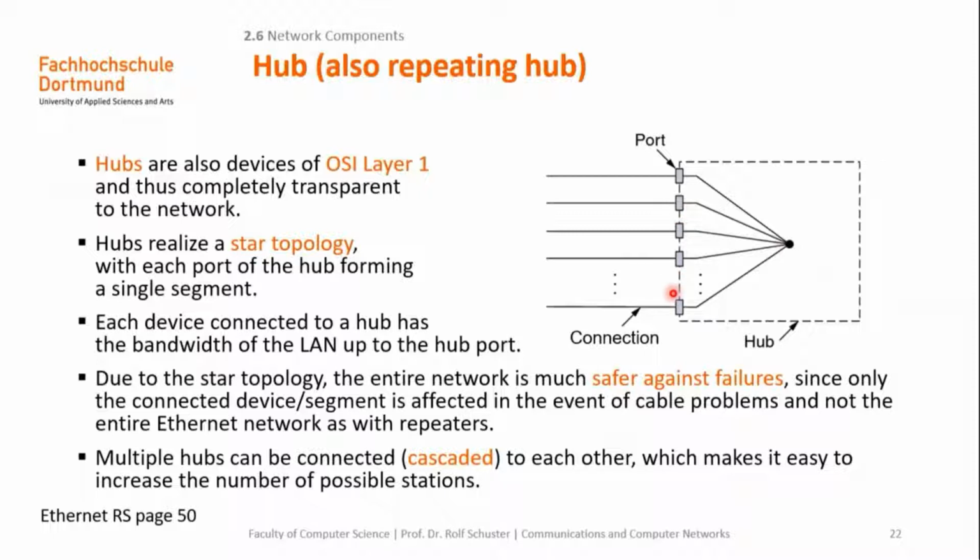Well, the hubs could be connected. Multiple hubs could be connected in a cascade topology, forming what we call a tree, typically a tree. That's why we talk about star tree topology, and this permits us to increase the number of possible stations interconnected with those hubs.